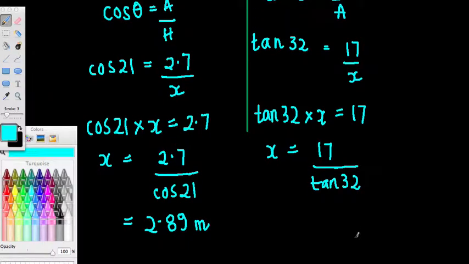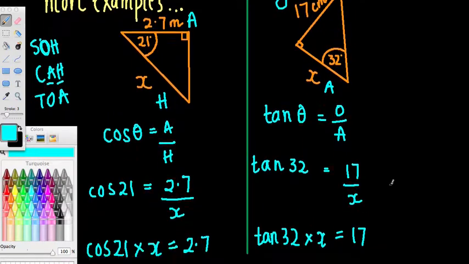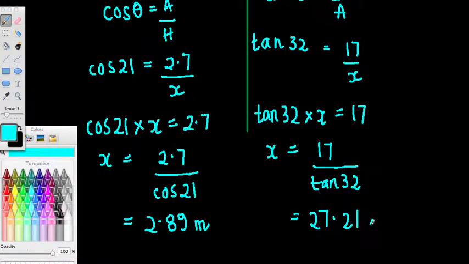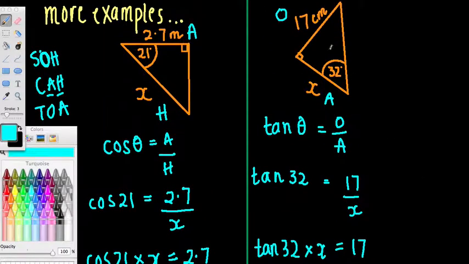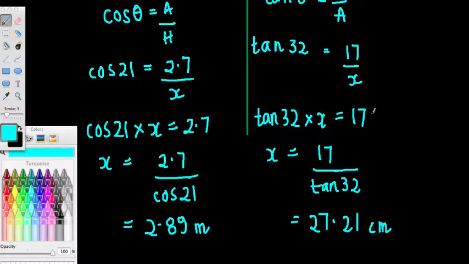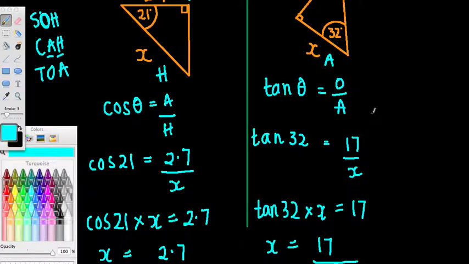Okay, type that in, and to 2 decimal places, we get 27.21. Unit, centimetres. So let's have a look. Yep, that could make sense. 17 on that side. Remember, these aren't drawn to scale. 27.21 on the adjacent side.